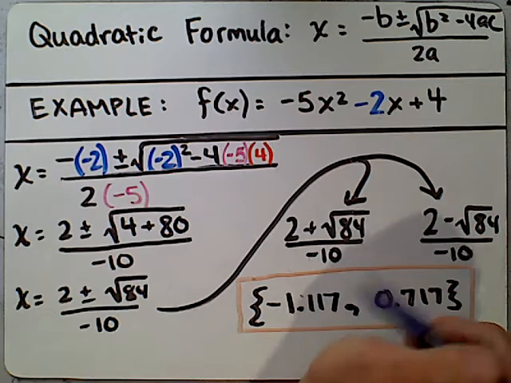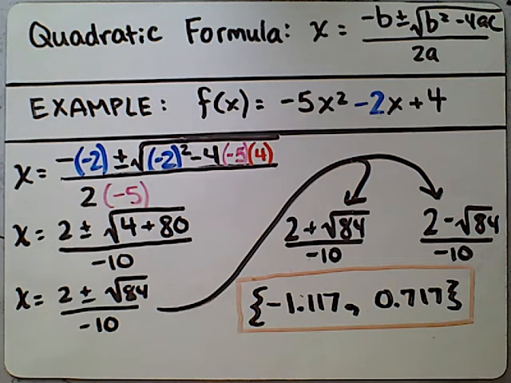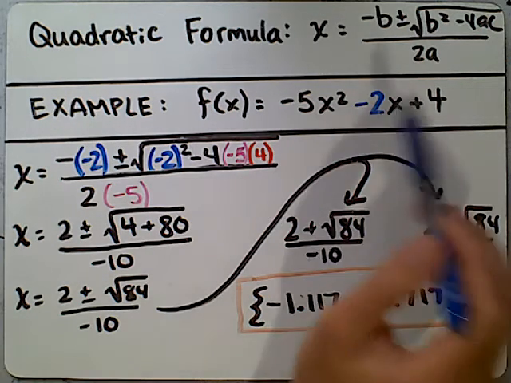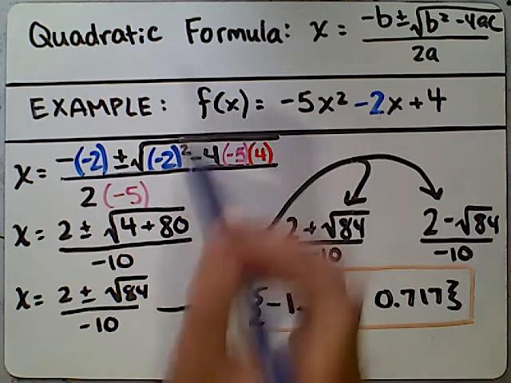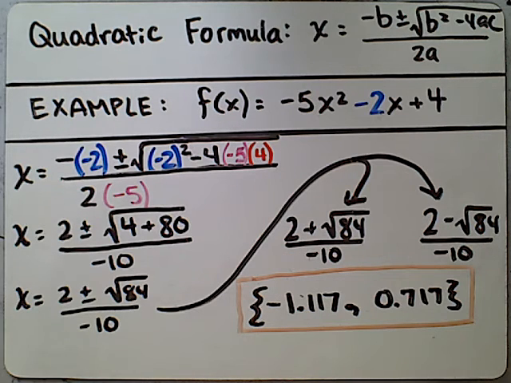Here we've got an example. One thing I want to note about this example is that we've got negative numbers here and here. Anytime you have negative numbers and you're plugging them in, you're more likely to make a mistake than if you have positive numbers. So be especially careful there.